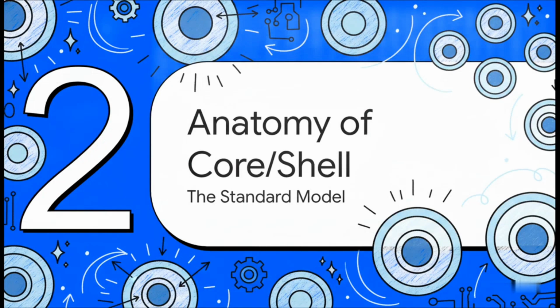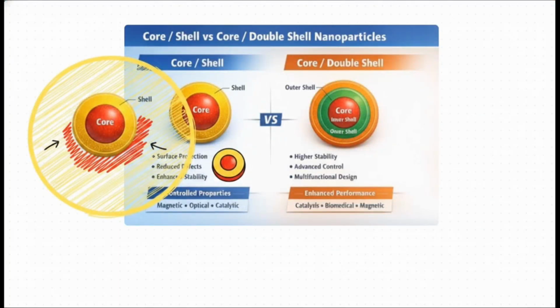Moving right along to part 2, anatomy of core/shell, the standard model. Think of this as the highly capable, highly dependable standard edition of our nanoparticle tech. It's brilliant in its own right and forms the whole foundation of what we're looking at today. Starting on the left side of our visual, we have the standard core shell particle. Notice that distinct, vibrant red core right in the center. And enveloping it completely is a single yellow layer, designated simply as the shell.